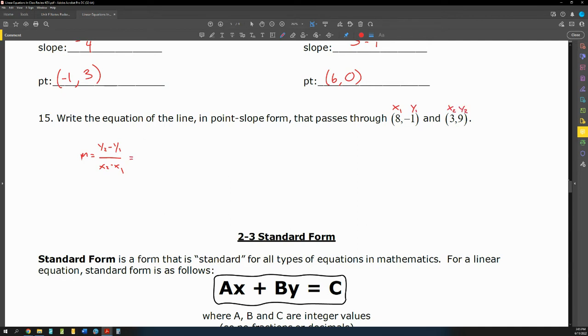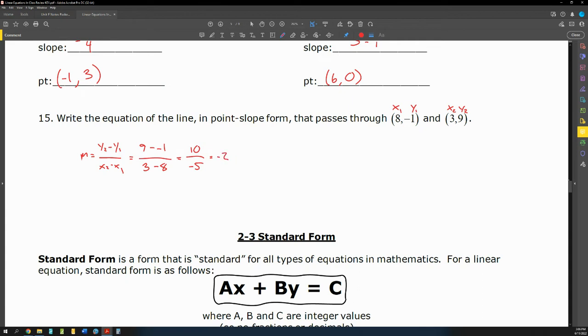So then in our formula, we have y2 is 9 minus y1 is -1 over x2, which is 3, minus x1, which is 8. 9 minus -1 is a positive 10, and 3 minus 8 is -5. Reducing this fraction, 10 divided by -5 is -2. So there's our slope. Actually, I don't want to circle that yet because that's not our answer. But our slope is -2.